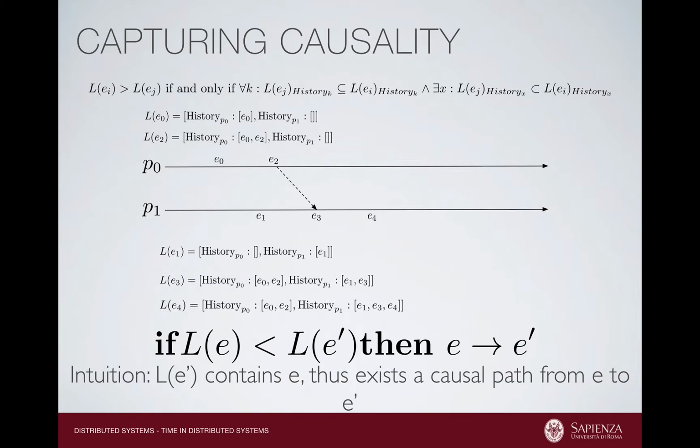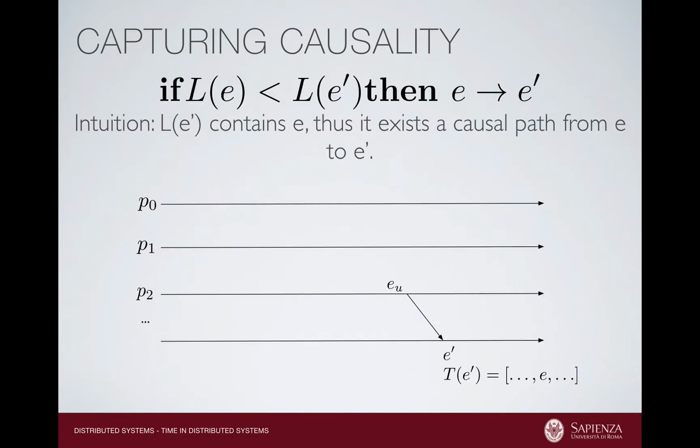But we also have to show the other way around, because that was the thing we were trying to construct, right? That if one timestamp is less than the other, then one event happens before the other. The intuition is, let's say that the timestamp of E prime contains E. Then there must exist a causal path from E to E prime. Why? Because if the timestamp of some event that we are constructing with this list contains E, then it means that you received something that contained E inside. And this could be, for example, the send event.